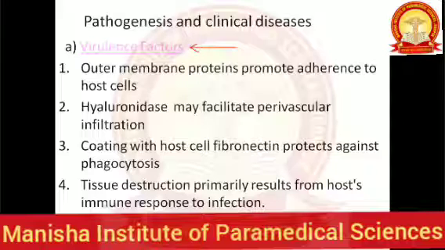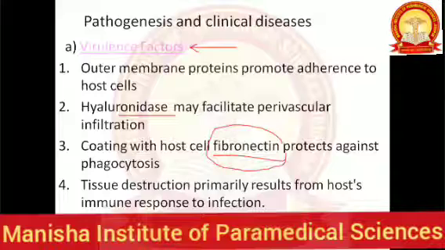So what happens when they enter inside the tissue lining? By degrading the tissue lining using hyaluronidase, they cover themselves using fibronectin, which they take from the host cell. Then the host cell machinery, the host immune system, tries to go against them, and that in turn further weakens and amplifies the disease condition of the host.